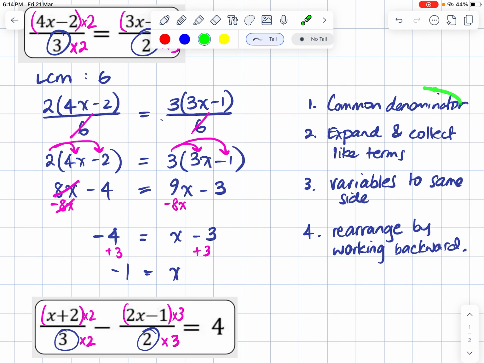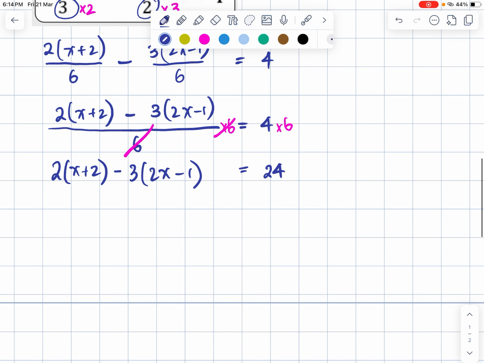Alright, we have got our common denominator and managed that. Now we're going to expand and collect our like terms. Expanding my brackets, drawing my arrows to remind me that I have to multiply everything by the bit inside the brackets. And this part here is pretty important to remember: I'm multiplying by -3, not just 3. So 2 times x is 2x, 2 times 2 is 4, -3 times 2x is -6x, and -3 times -1 is +3.